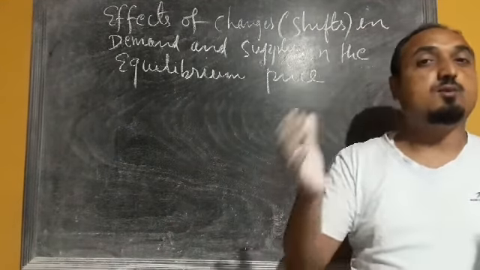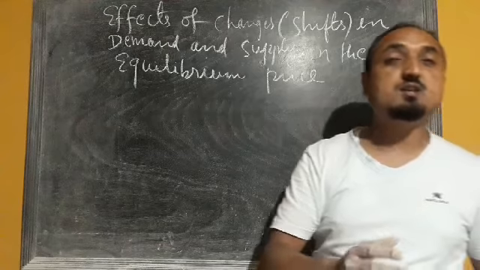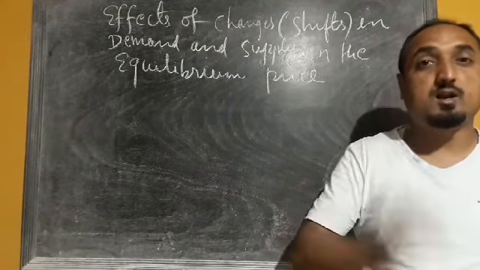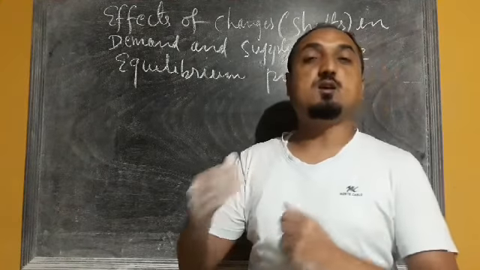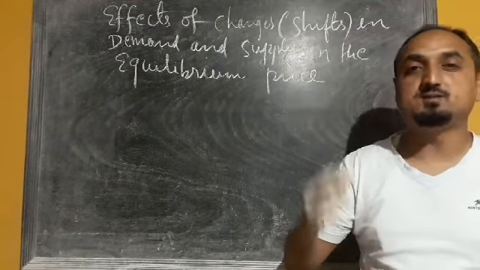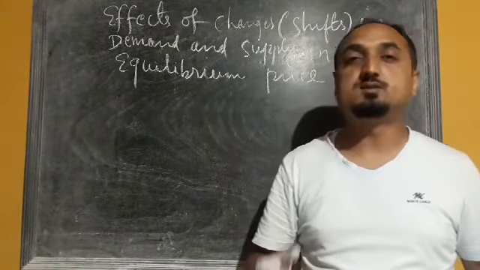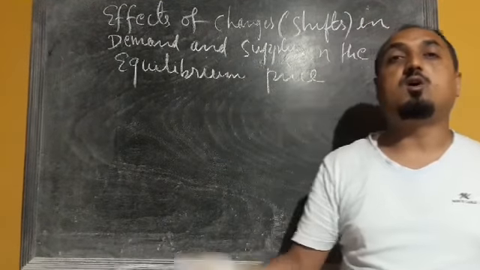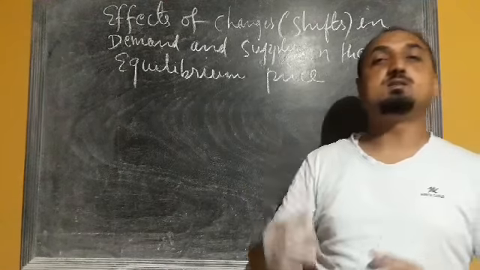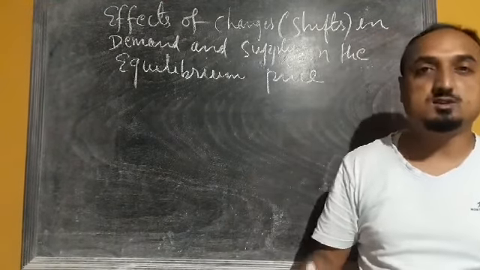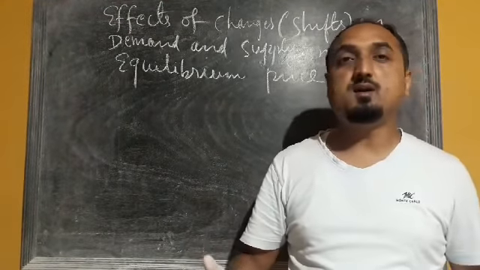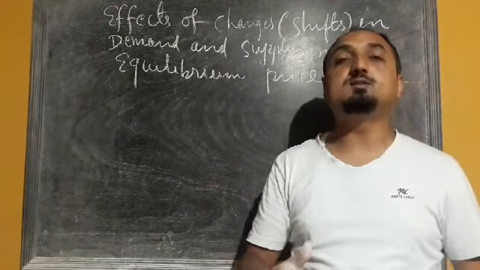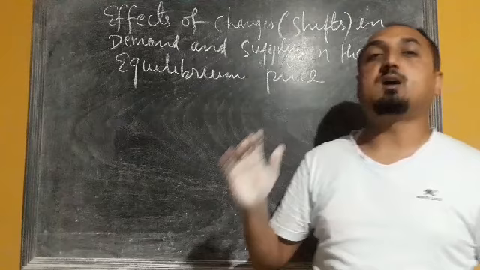So in the case of demand, the demand curve shifts rightward or leftward due to change in income of the consumer, taste and preference, credit facility and so on. Similarly, the supply curve will shift either rightward or leftward due to change in input prices, technology, taxation policy of the government and so on. So all these factors cause shifts in demand and supply.